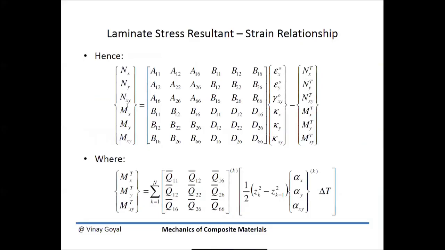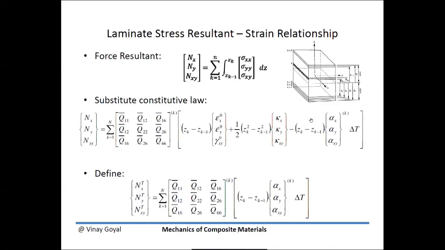Hence, very similarly, if you do it for the moment, you're going to get something like this. So hence, you're going to get the force resultant and the moment resultant to be the matrix we had before minus the force and moment resultants caused by these thermal stresses, the thermal environments, I'm sorry. And you can see that from here.